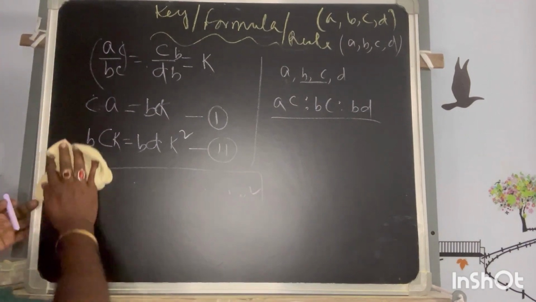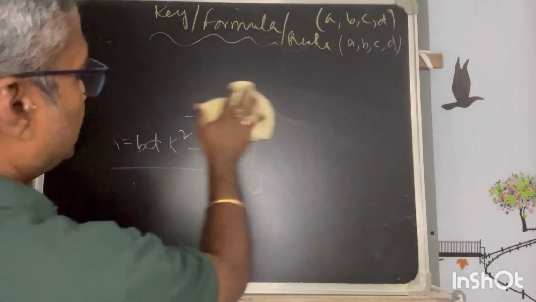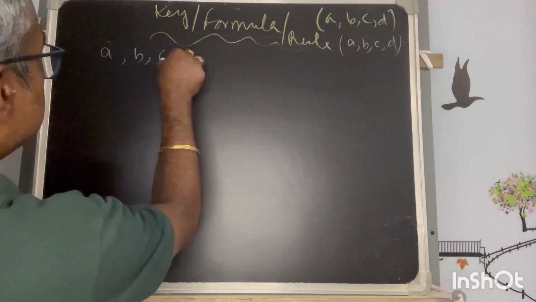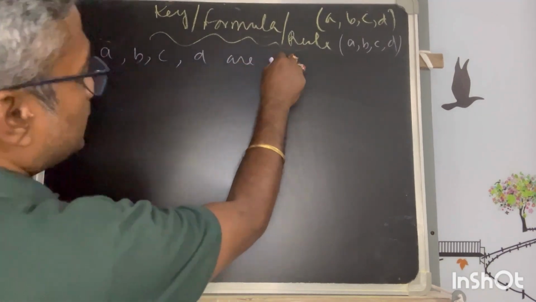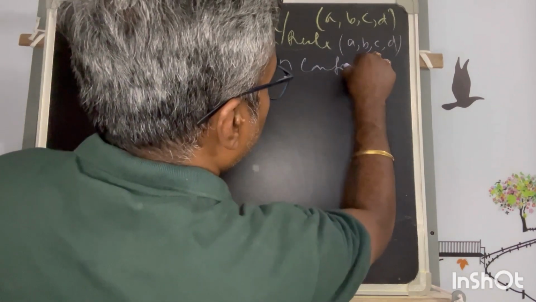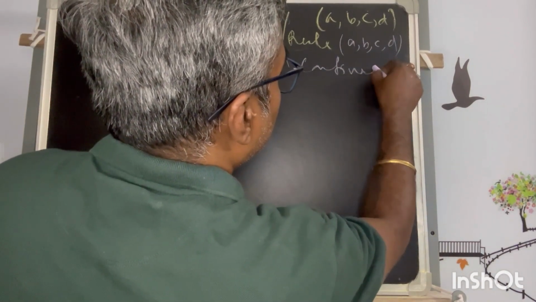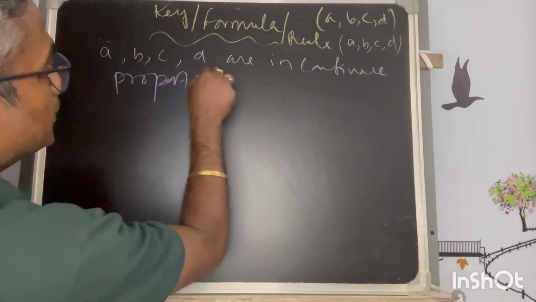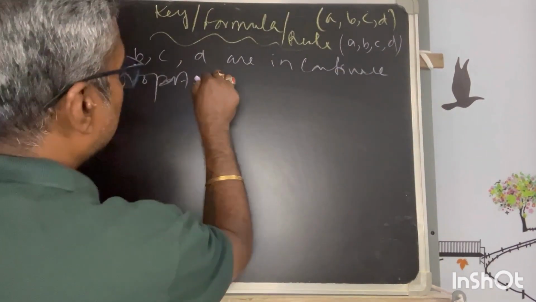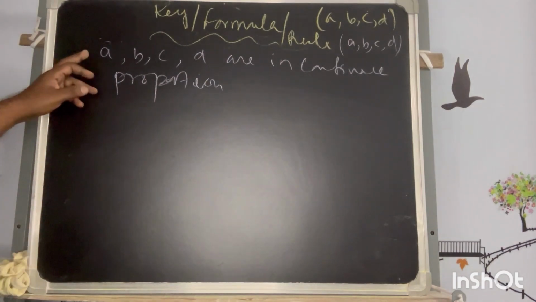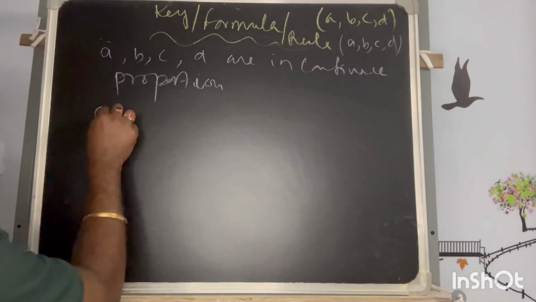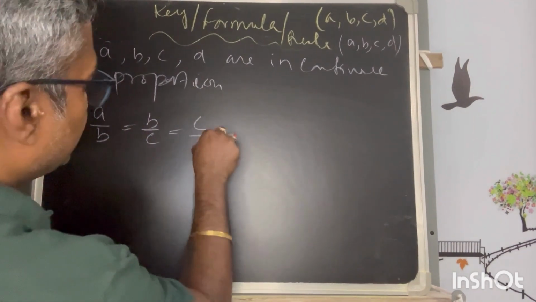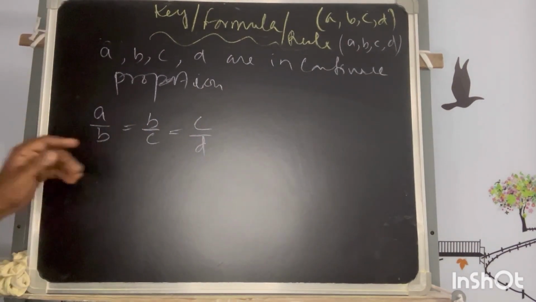So what is the advantage of this? Now let's say I have some numbers A, B, C, D that are in continued proportion, continual or continued proportion. If it is so, then what can I say? That A by B is equal to B by C is equal to C by D. Can I write it? How can I write it?